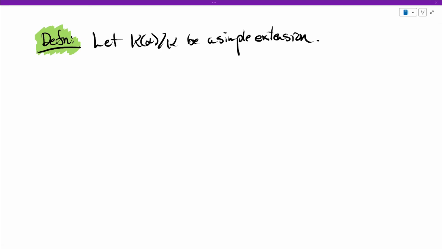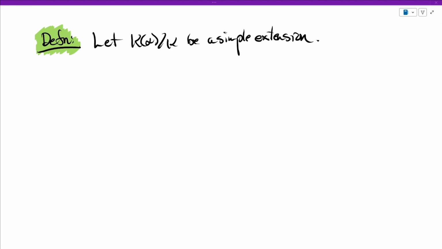Okay, so we're first going to bootstrap the language we just used for complex numbers to fields, and then we're going to prove that the set of all rational expressions or rational functions over K is what's called a simple transcendental extension. But first, let's bootstrap our language.